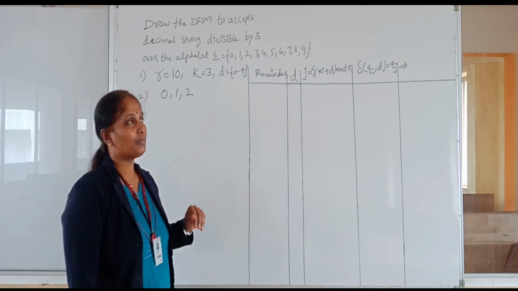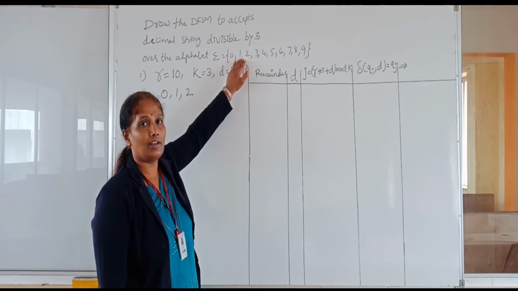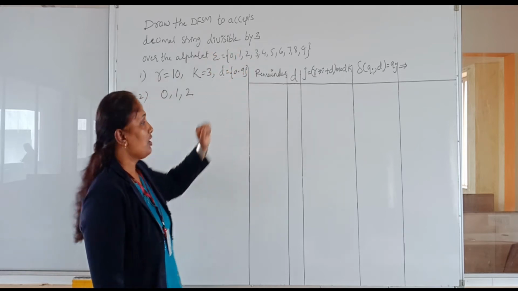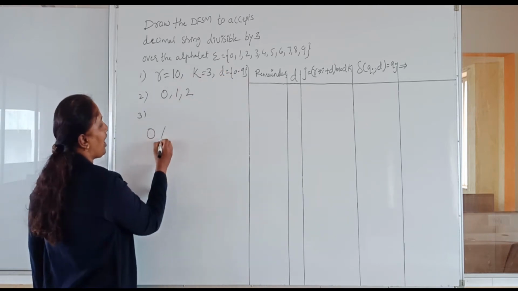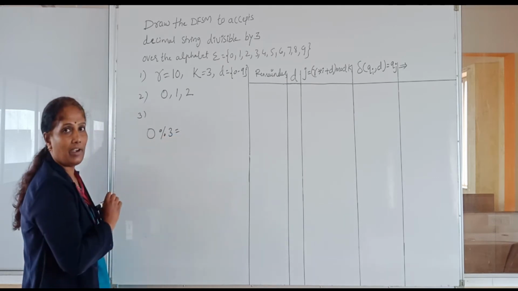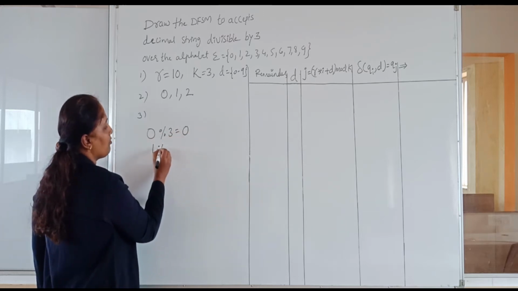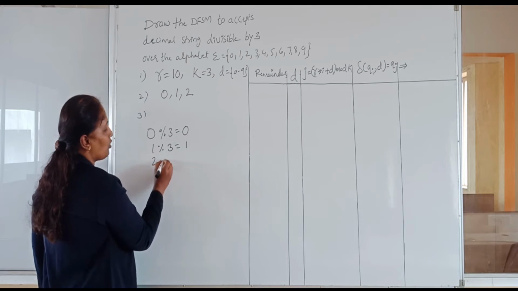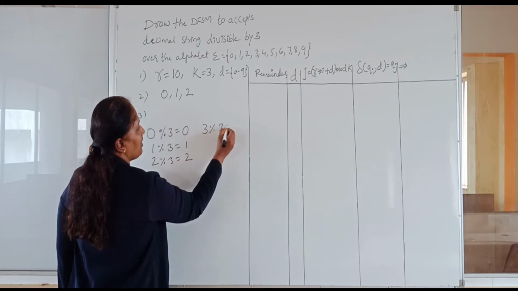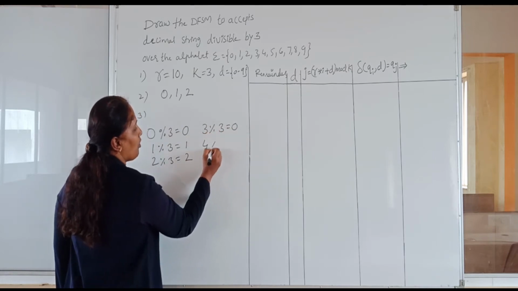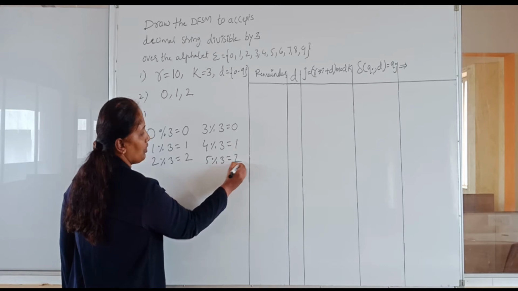So to minimize that, I am going to group these decimal numbers based on the remainder they return after dividing by 3. Here I will take the first number from the alphabet set, divide it by 3 and check the remainder. So 0 mod 3, the remainder is 0. Next 1 mod 3, the remainder is 1. 2 mod 3, the remainder is 2. 3 mod 3, the remainder is 0. 4 mod 3, the remainder is 1. 5 mod 3, the remainder is 2.